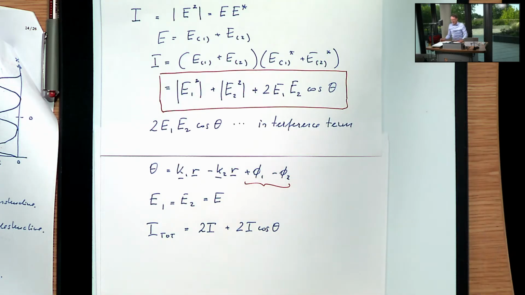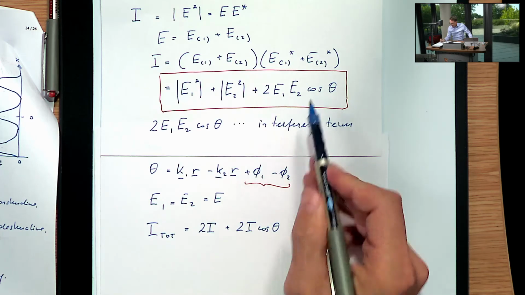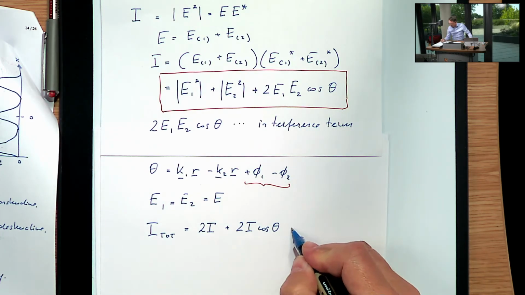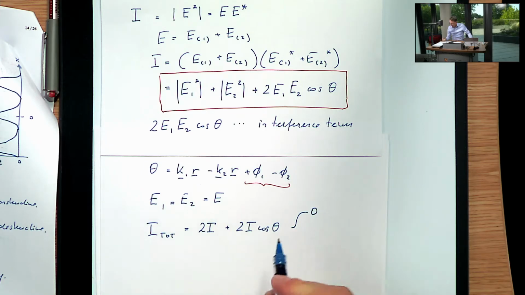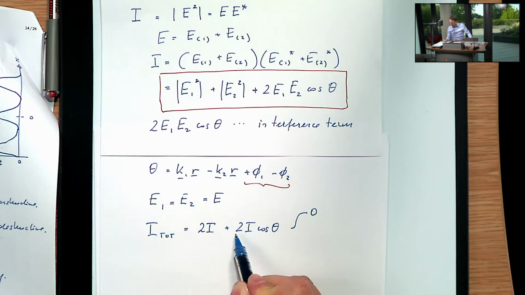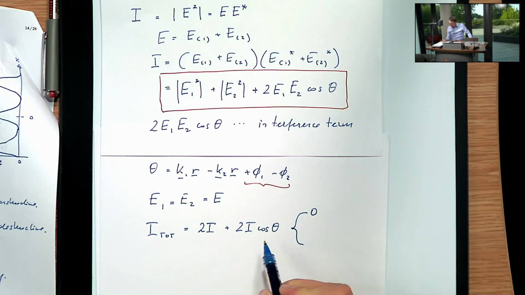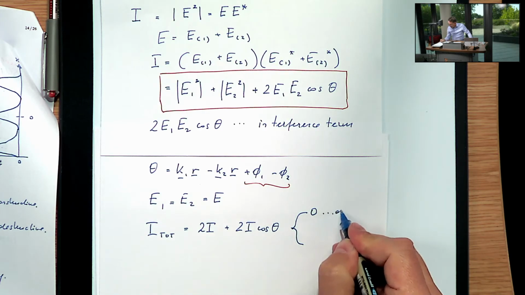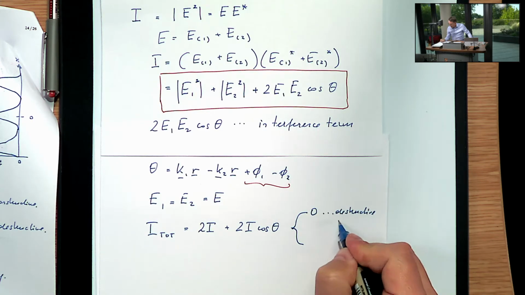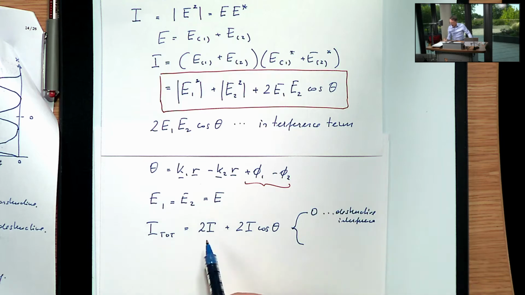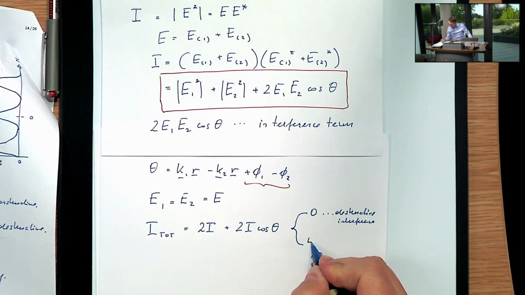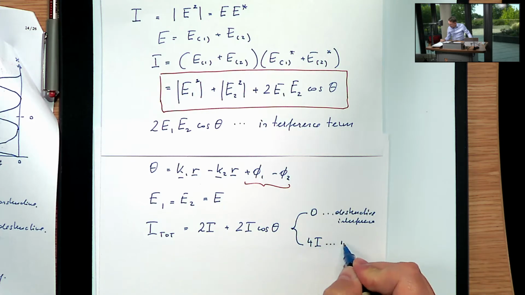So you see something incredibly interesting now. Depending on this interference term, the total intensity can vary between 0, because cos theta can be -1. So this term becomes minus 2I, and 2I minus 2I is 0. This is called destructive interference. And the other extreme is that cos theta is equal to 1. Then you get 2I plus 2I is 4I, and the intensity reaches 4 times.